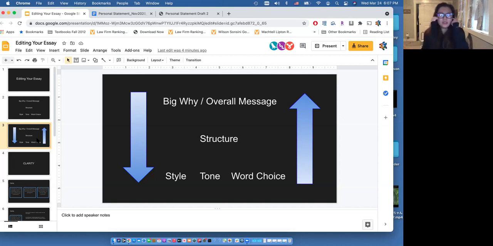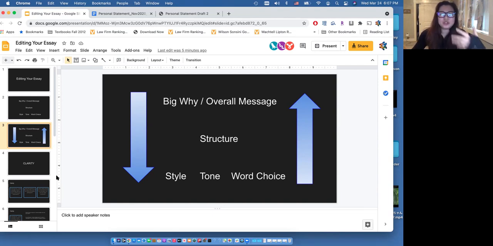Some people, I do understand, will say, I really like working on word choice because that will get the ball rolling to start thinking about how you want to phrase your big why. I think that's great. Whatever will get you started. But I think in general, going from the big why is better than going bottom up.